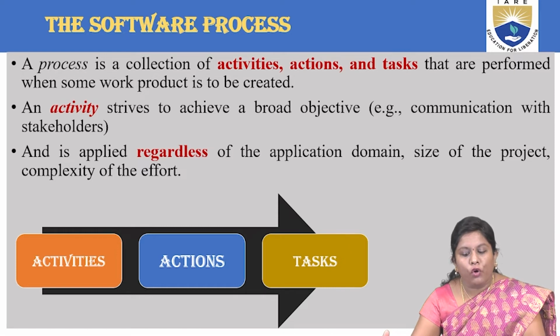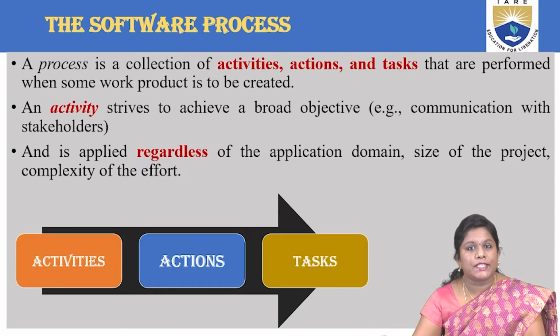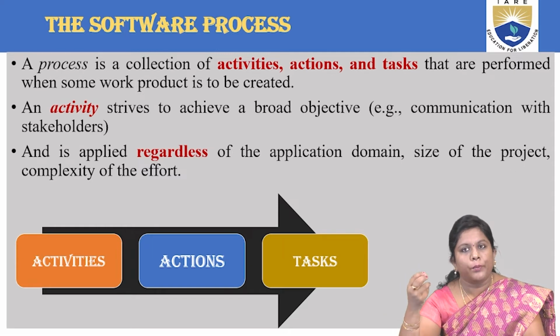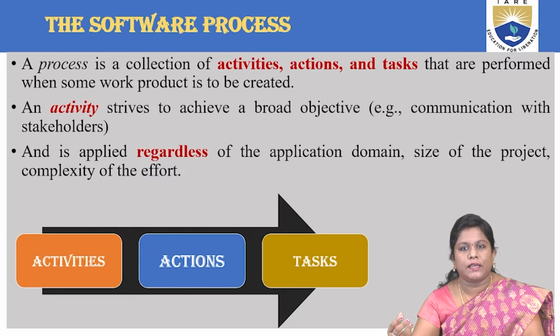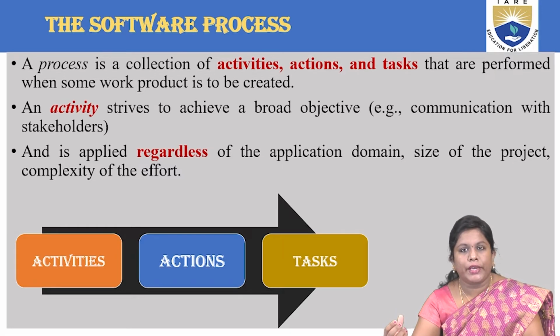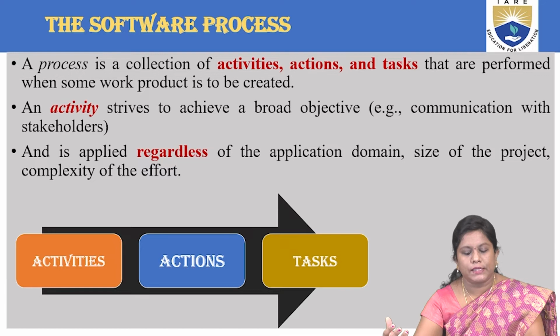So the group of all these three things, that is the activities, the actions, and the tasks, are called a process. And all these things, as I have mentioned, we can see in the diagram, the activities, the actions, and the tasks, all of them comprise a process and they are trying to create a product. Right. So let us look into what exactly the activity defines us.